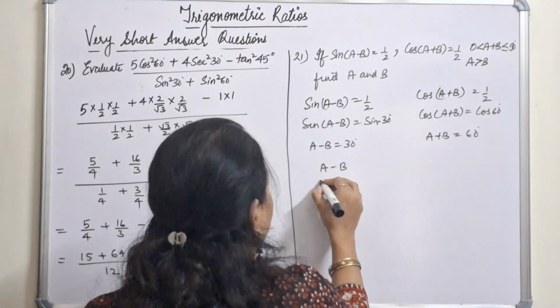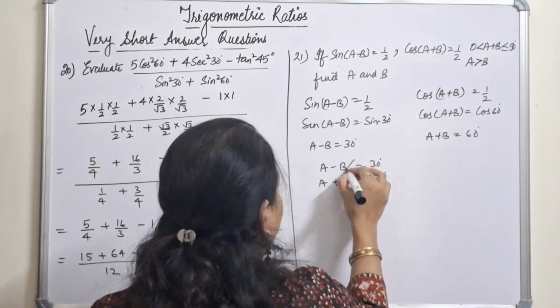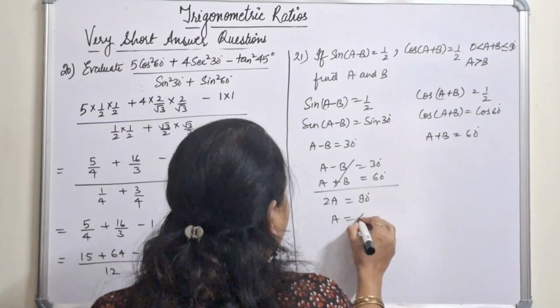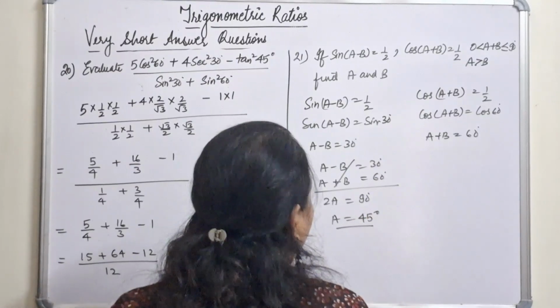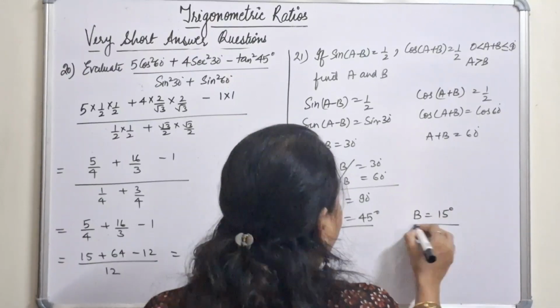A minus B and A plus B, this is cancelled. 2A is equal to 90. So the value of A is 45. And when the value of A is 45, so the value of B is 15 degrees.